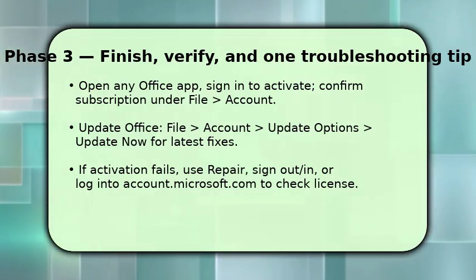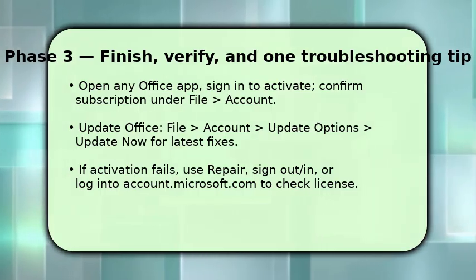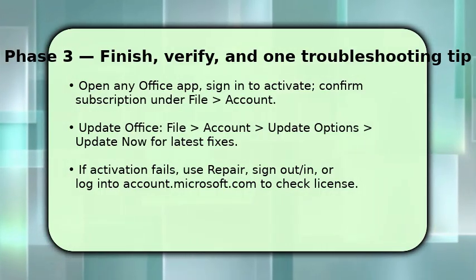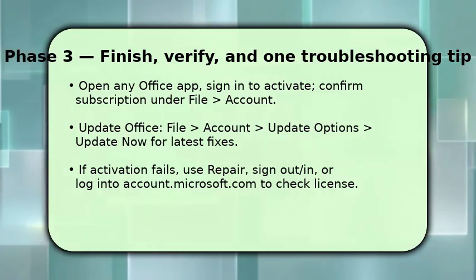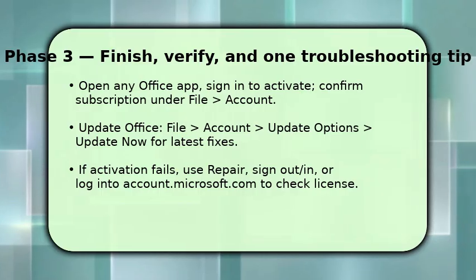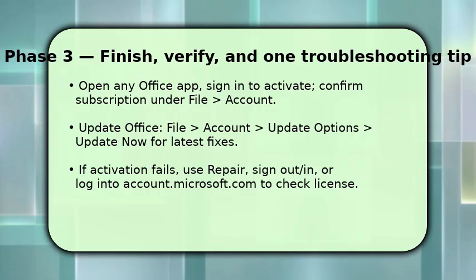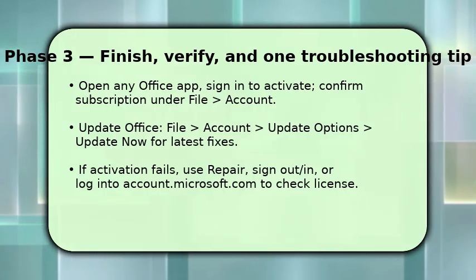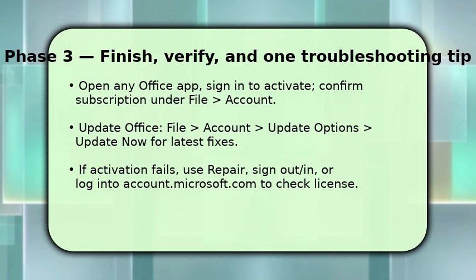Once active, immediately run Update Now so you have security and feature updates. If something fails, use Settings, Apps, Modify, Quick Repair. If that misses, choose Online Repair. Also sign out and back in and clear cached credentials via Credential Manager. If activation still fails, verify the license at Account.Microsoft.com, or contact your IT admin for managed deployments.